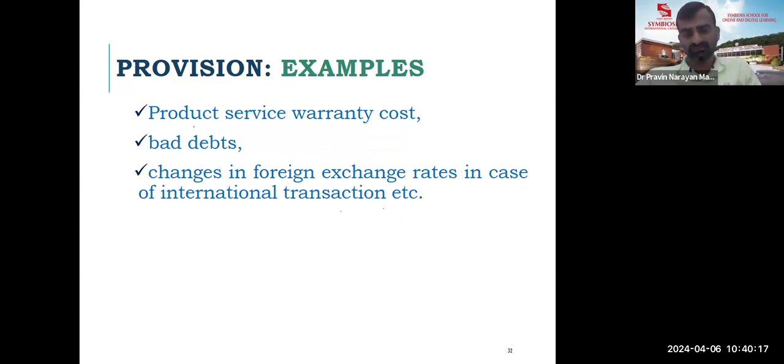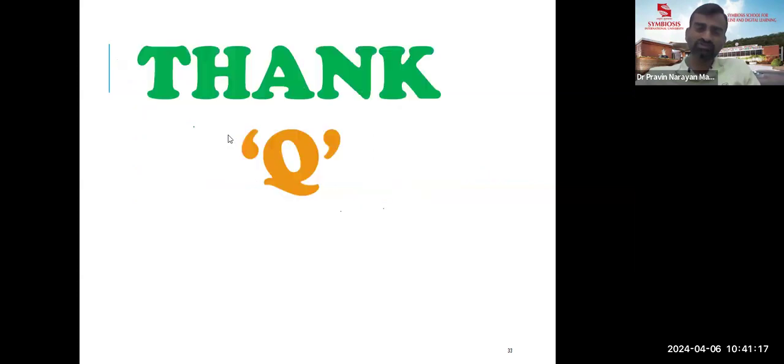So for example, product service warranty cost is a provision. Bad debt is a provision. Bad debt means suppose we have sold goods on a credit basis to five customers, 10,000, 10,000, 50,000, and we feel that one of the customers will not pay our dues. So we make a provision of 10,000. That is a bad debt that may or may not be recovered in future, but right now we feel that amount will not be recovered. Changes in the foreign exchange rate in case of international transactions, we make a provision for that too. So these are examples of provisions.